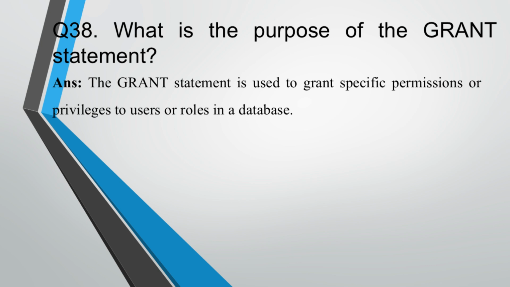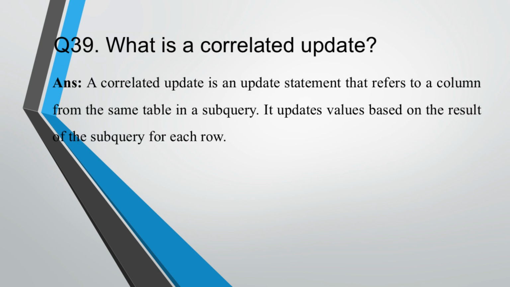What is the purpose of the grant statement? The grant statement is used to grant specific permissions or privileges to users or roles in a database. What is a correlated update? A correlated update is an update statement that refers to a column from the same table in a subquery. It updates values based on the result of the subquery for each row.